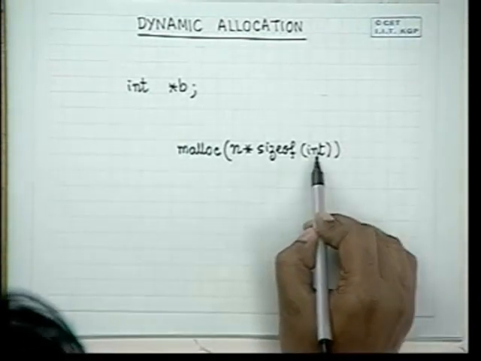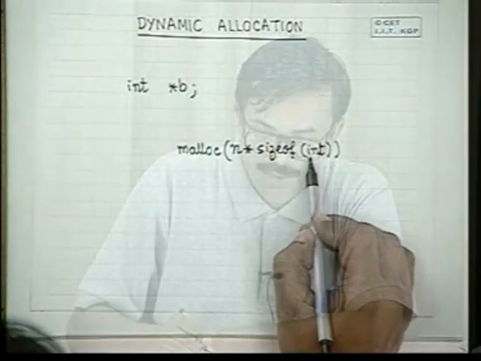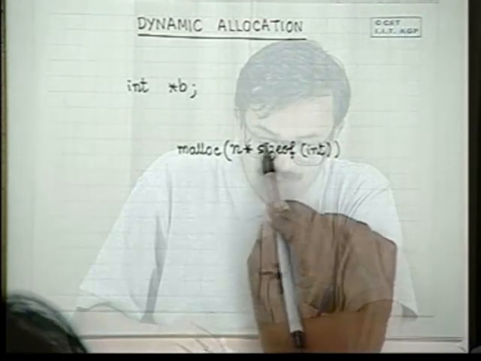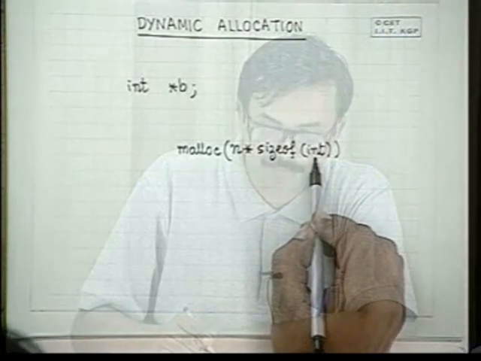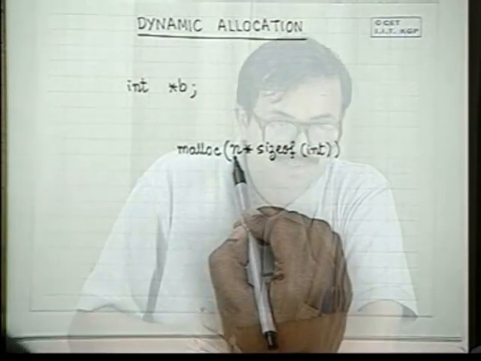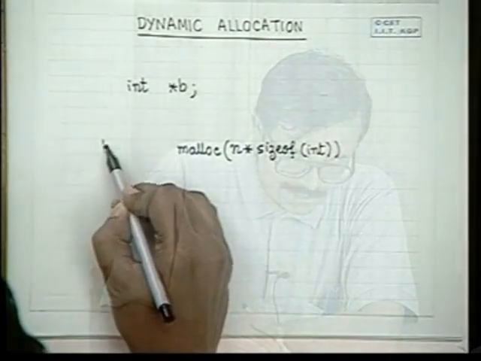Size of is a predefined function. This can be any type. It can even be a structure type. Here we have defined it to be integer. For any type, automatically size of will give me the size of that structure, complex or student record, whatever you want, you can put it here. And n is the number that we wanted after having read n. And we will assign it to b.